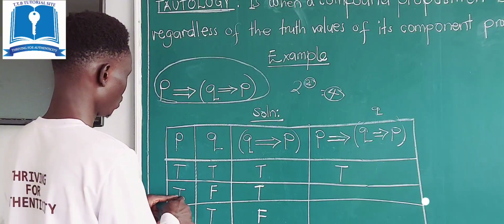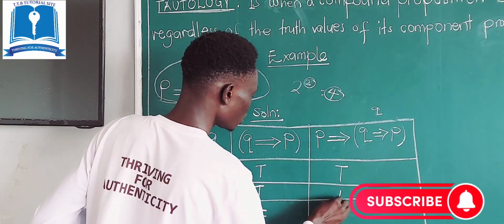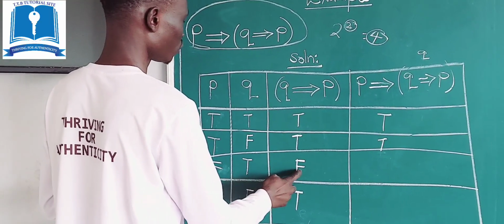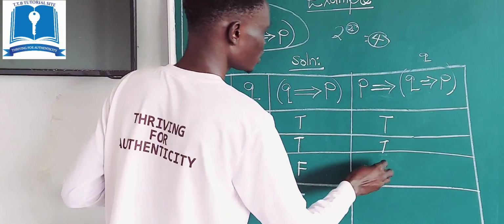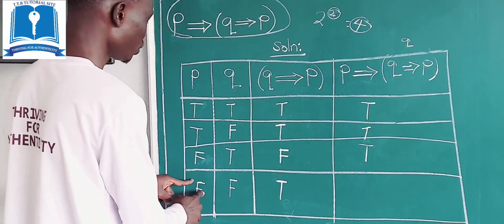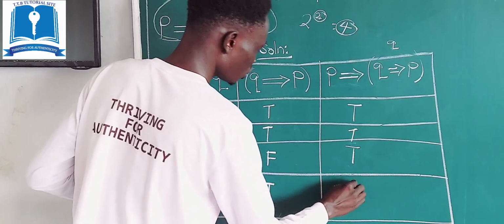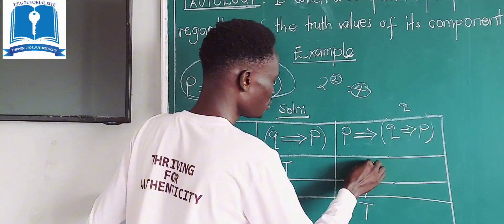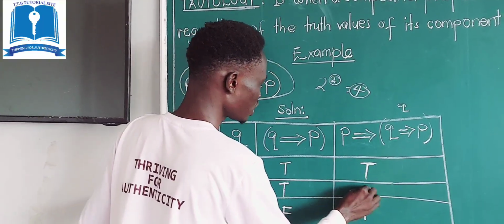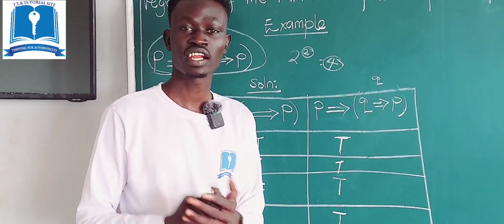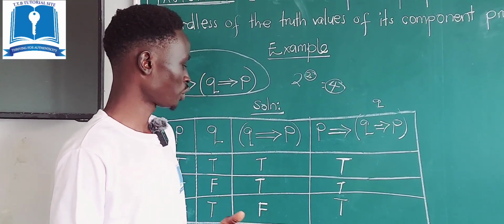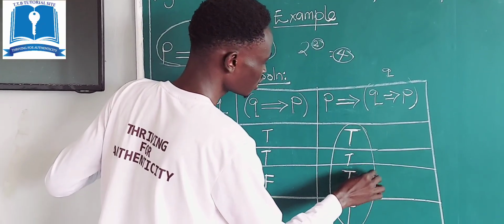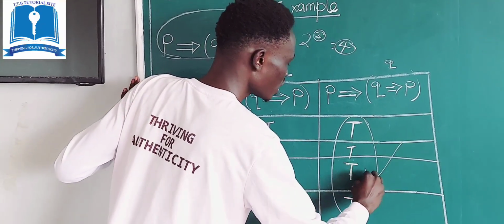Also we have again true, so it will also be true. We have false. It doesn't apply here, so it will also be true. We have false, true. It doesn't apply with this, so it will be true. Now, as we have seen, this is the meaning of tautology, whereby all the results are true regardless of their component propositions. The whole of this is true, meaning it is a tautology. This is our tautology that we are getting.